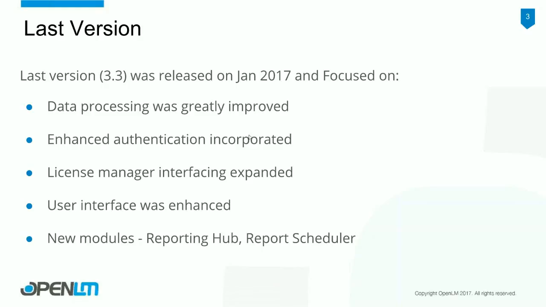So first, let's start with the last version, which was 3.3. It was released in January of 2017, and it mainly focused on greatly improved data processing. The authentication was enhanced, the license manager interfacing was greatly expanded, the user interface was enhanced, and we had new modules: the reporting hub, which some of you are using, and the report scheduler, which I guess most of you are using.